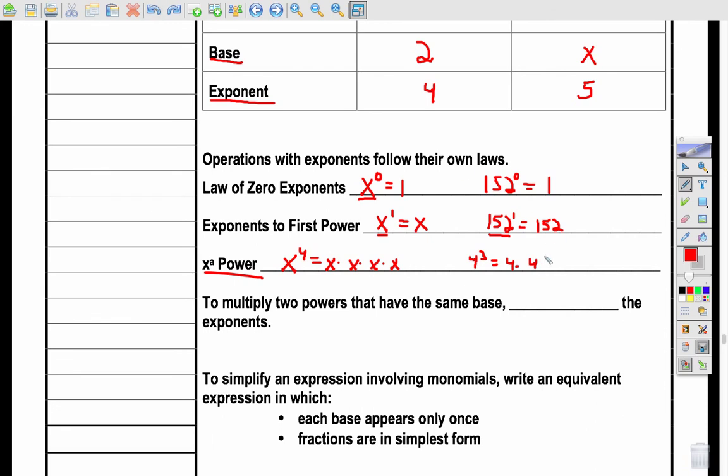That's terrible. It's not subtraction. That is a dot. That is multiplication. 4 times 4 times 4. Why are there just 3 4s? Because the exponent is 3. So if I put 4 to the 5th power, it would be 4 times 4 times 4 times 4 times 4.